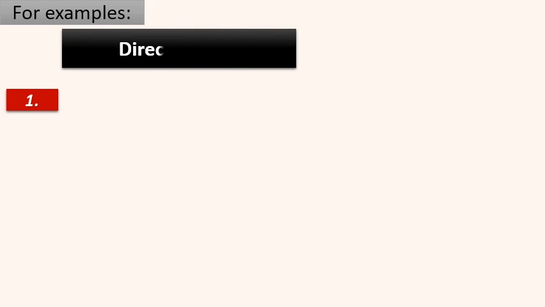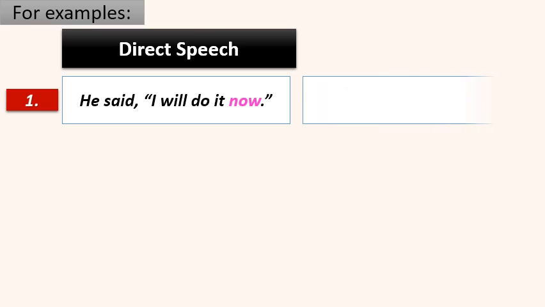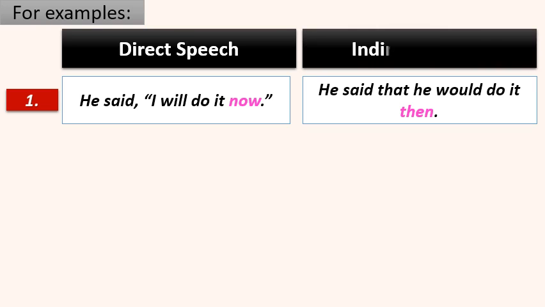Number 1 is, he said, "I will do it now." So as per rule, while changing direct speech into indirect speech, the words showing nearness change into words of distance. So he said that he would do it then in the indirect speech. So now changes into then. Same with another examples also.